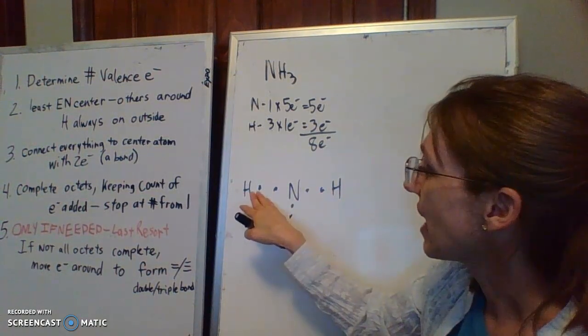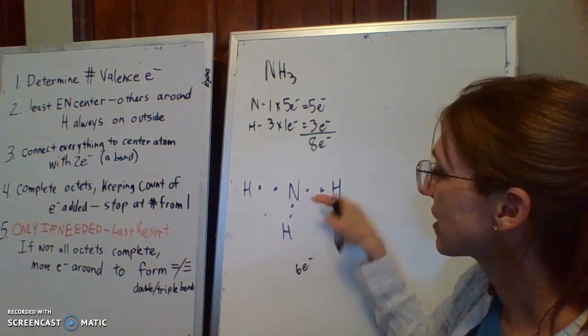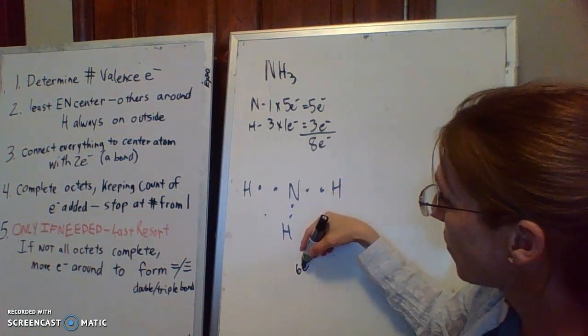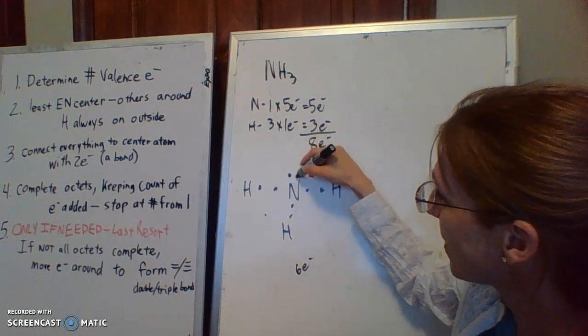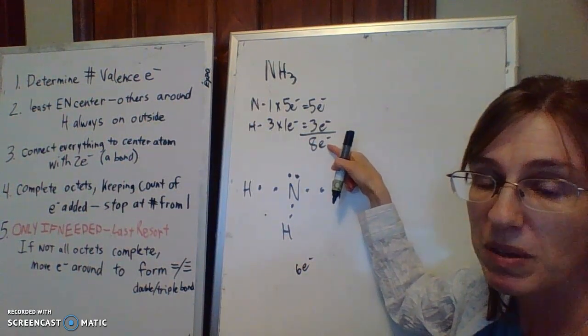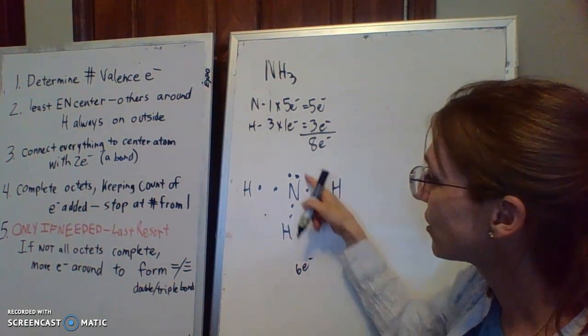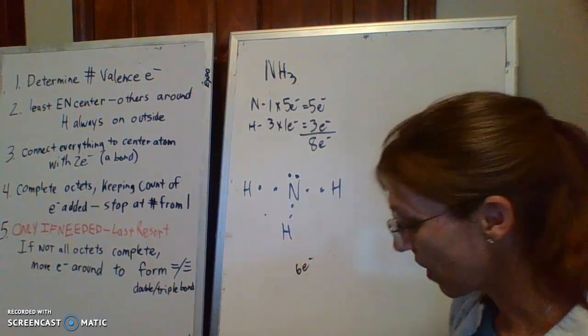Nitrogen needs 8. 1, 2, 3, 4, 5, 6. So we're going to continue. We've got 6 in there. 7, 8. 8 is the maximum number we can get in there. Now nitrogen has 8 and it is happy as well.